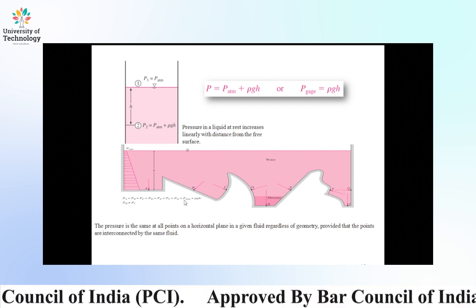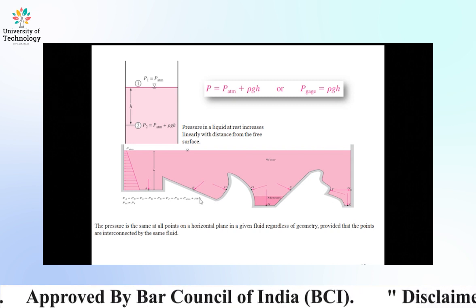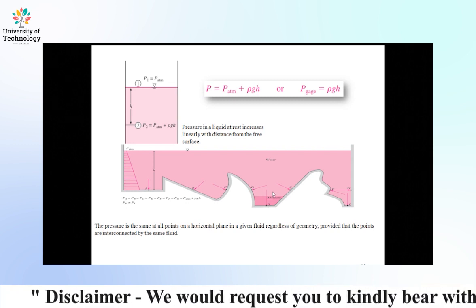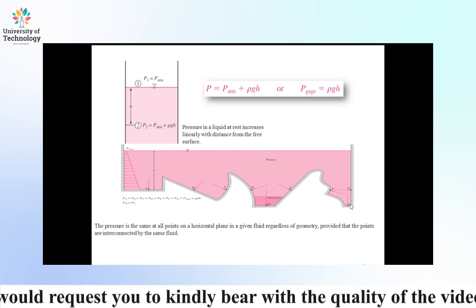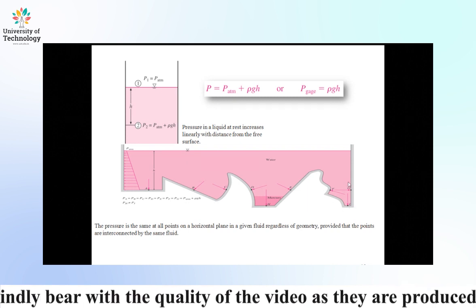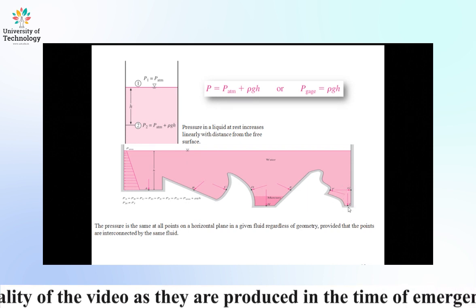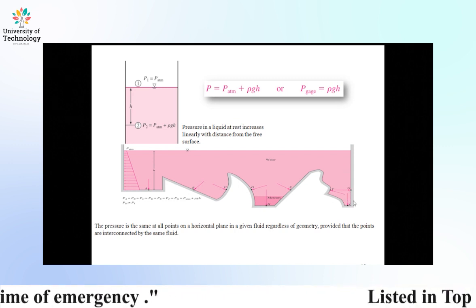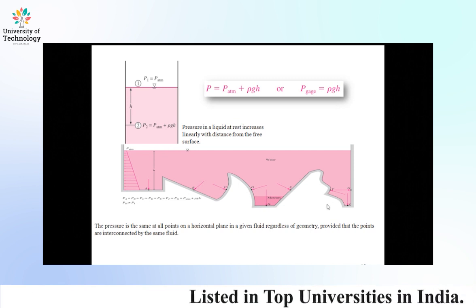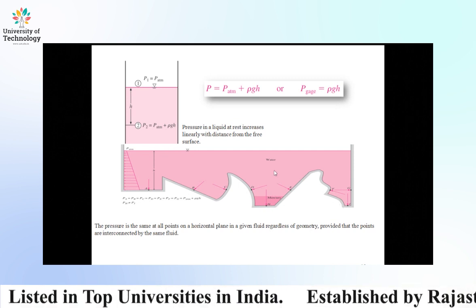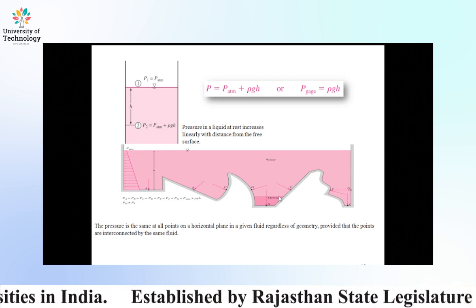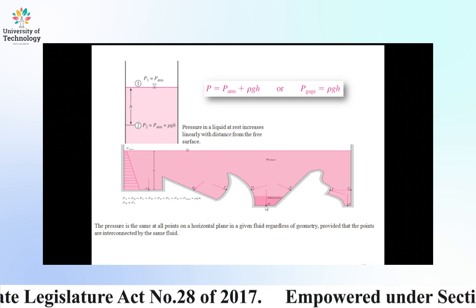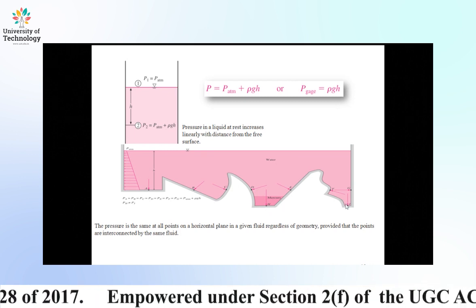Now look at points H and I. Here is the mercury, water plus mercury, and here only water. So pressure at point I depends on the density of water only. The height is the same for both H and I, and pressure at point H depends upon the density of water and the density of mercury. The density of mercury is very high compared to the density of water. So pressure at H is greater than pressure at I. So pressure at H is not equal to pressure at I.